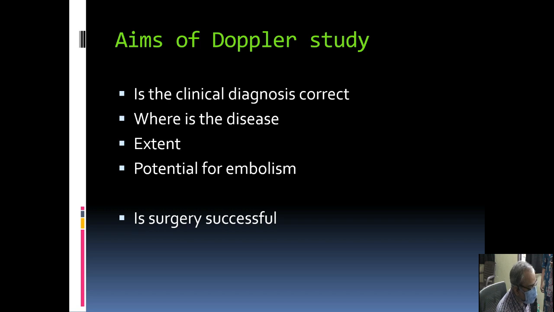So we'll go back one slide. We have to check whether the clinical diagnosis is correct. We have to see whether the disease is present or not, and we have to check the extent of the disease and potential for embolism.